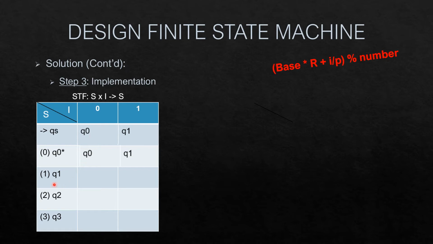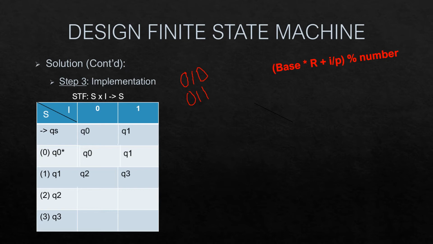Now what happens when we reach Q1 state? The previous division had given us remainder 1. That means 1 of our binary to decimal, meaning 01. Correct? So when I get the next input as 0, this becomes 2. When I divide 2 by 4, I will get remainder 2. And when I divide 11, that is 3, by 4, I get remainder 3. So I transit to Q2 and Q3 states respectively.